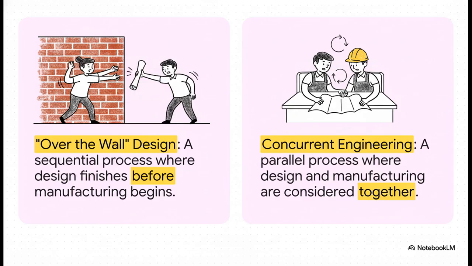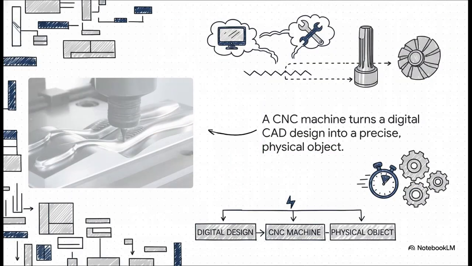The modern way? It's concurrent engineering, a parallel process. Design and manufacturing happen together from day one with constant simultaneous feedback. And that kind of parallel thinking, that's the magic behind what we call CAD/CAM, which is computer-aided design and manufacturing. It lets us turn a digital blueprint directly into a super precise physical thing, just like what this CNC machine is doing right now. The result is a process that's just faster, more accurate, and way higher quality.